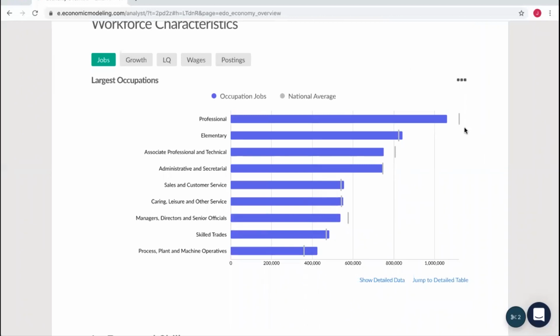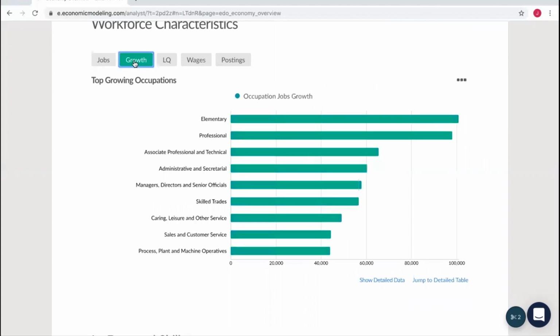So looking at the largest occupations, largest at the minute are professional, followed by elementary, and then associate professional and technical. Again, we've got the grey bars to denote the national average. So whilst professional is the largest, it's not quite as high as the national average. Looking at growth, elementary has the highest projection, followed by professional, and then associate professional and technical.